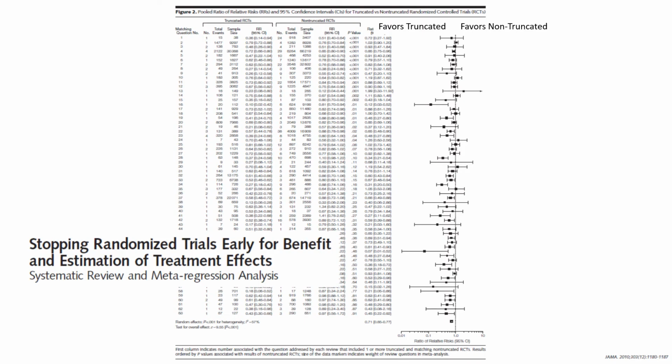And this was borne out in a large meta-regression analysis and systematic review that was done, looking at a spectrum of trials across subjects, comparing trials within each given topic that were truncated versus not truncated. And what they found was that, in general, the point estimates favored a greater treatment effect for trials that were truncated, further corroborating the theoretical picture that I just displayed for you.